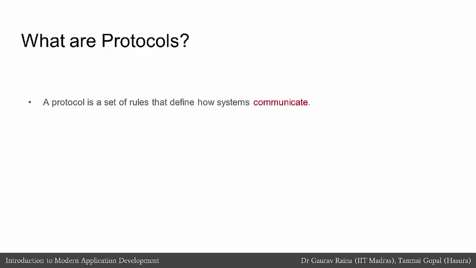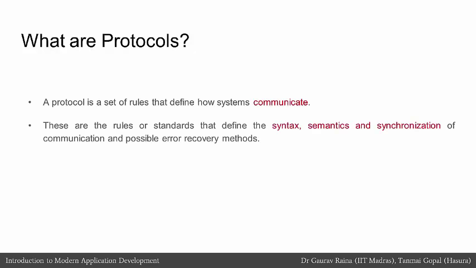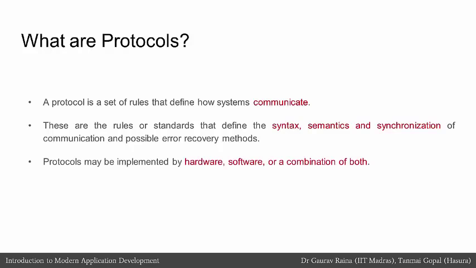Now, a protocol is actually just simply a set of rules that define how systems communicate, right? So that's the one line statement definition of what a protocol really is. These are essentially the rules or standards that define the syntax, the semantics, and synchronization of communication, and also possible error recovery methods. Protocols may be implemented by hardware or by software or by a combination of both.